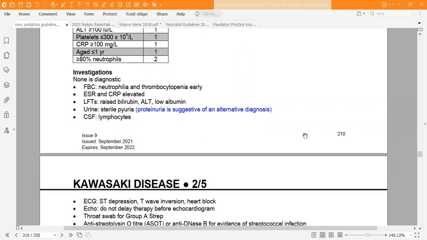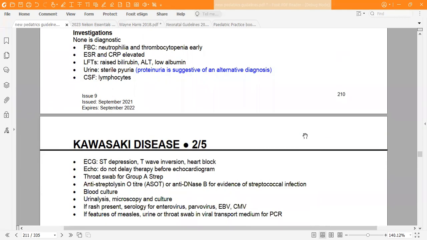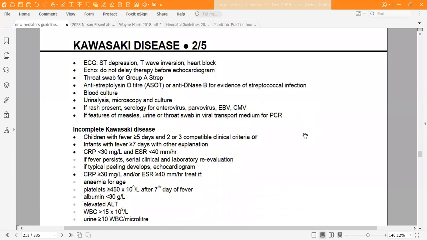For blood count, what you are looking for is neutrophilia and thrombocytosis. ESR and CRP elevated. Liver function test: raised bilirubin, ALT, and low albumin. Urine: sterile pyuria; proteinuria is suggestive of an alternative diagnosis. CSF: you look for lymphocytes in the CSF for aseptic meningitis. For ECG, you may find ST depression, T wave inversion, and heart block.